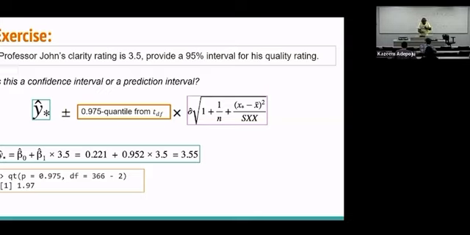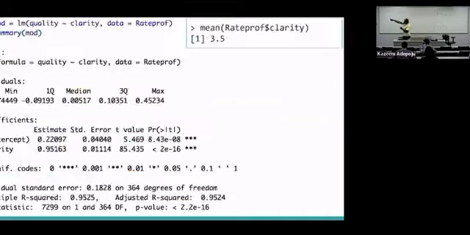Now what you're going to do, you can go to R and run a linear regression. When you run a linear regression in R, that is the code: mod equals lm of quality on clarity, with data equal to rateprof. Then you have all of that. Now, if you want to get the mean, the X bar that we talked about, do you see that in the rectangle? Mean of rateprof dollar sign clarity gives 3.5, right?